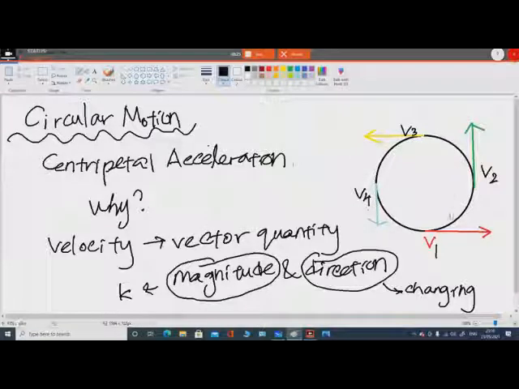Okay, as you can see, while we are moving in this circular track, the direction of the velocity is always changing. So V1 is pointing to the right, V2 is pointing upwards, V3 is pointing to the left, and finally V4 is pointing downwards. So the direction is always changing. This will naturally give us acceleration, since there is a change in direction. Okay, let's proceed to the next part.